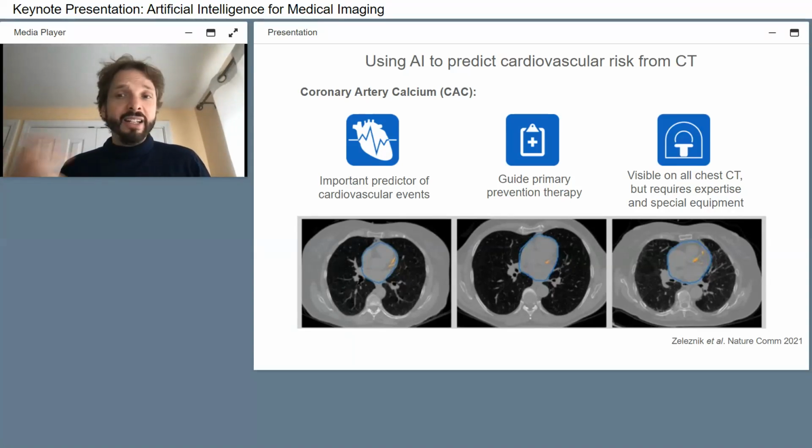It is also visible on any chest CT, non-contrast and enhanced chest CT, but it requires a lot of expertise, specialized equipment, and a human to look at this. So to calculate this CAC risk score, it is simply too expensive to implement for every scan that is made in the hospital. There are a lot of individuals getting scans in the hospital, and we could very quickly see that they're at increased risk for cardiovascular disease and that we should act on this. But this information is completely not extracted, simply because it's too expensive in the current workflow.